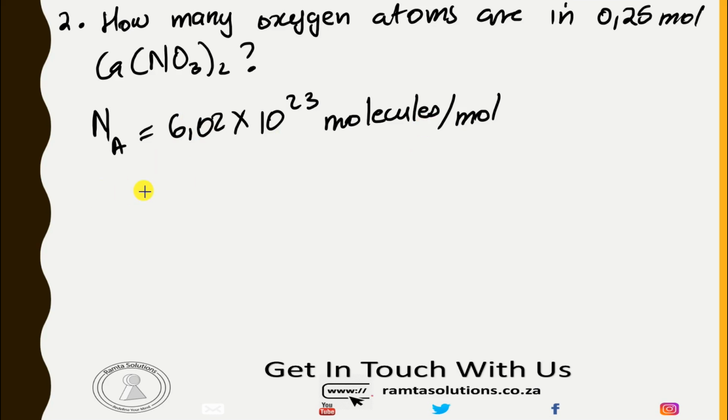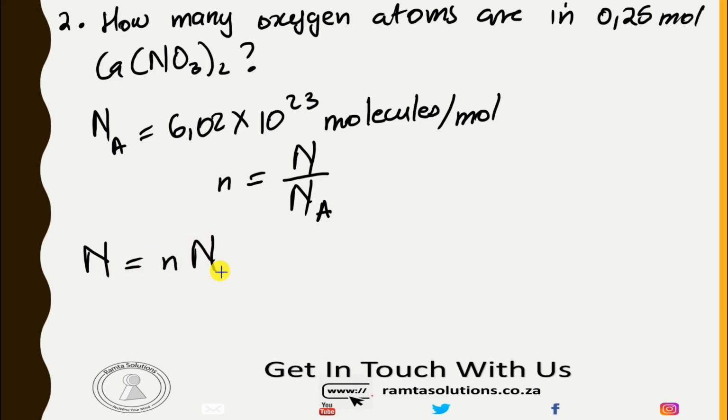We have already shown you that number of moles equals number of particles over Avogadro's number. And we can say number of particles equals number of moles multiplied by Avogadro's number. This is important. By virtue of writing this equation, you have a mark. Now, I need you guys to pay attention.